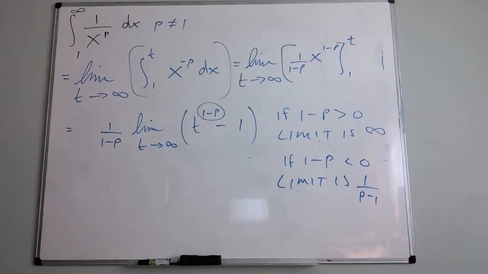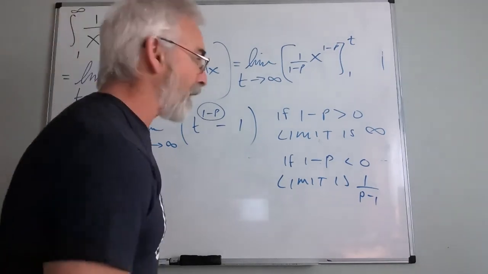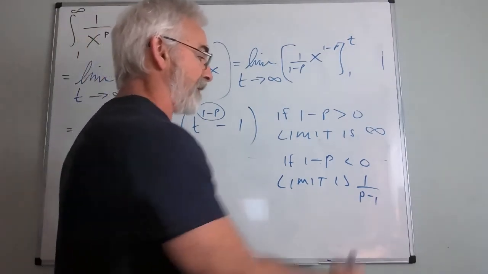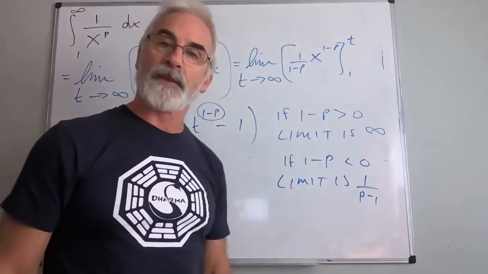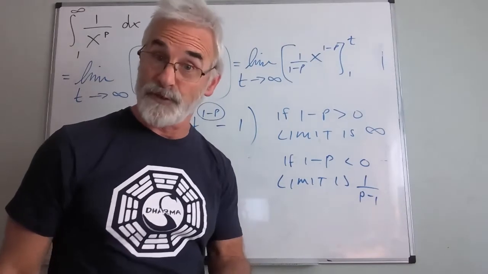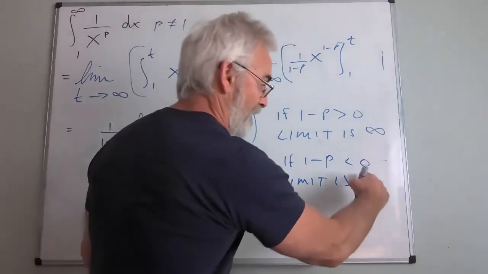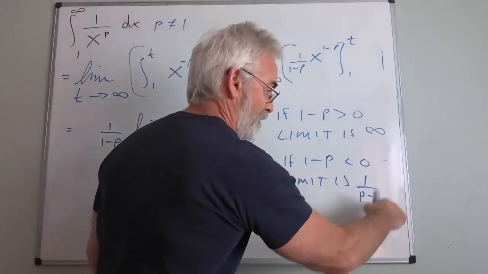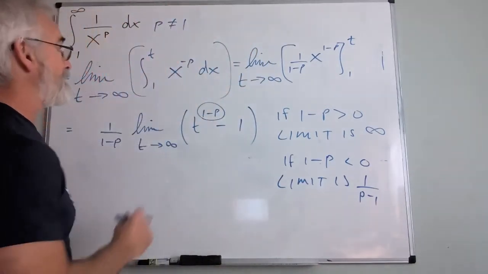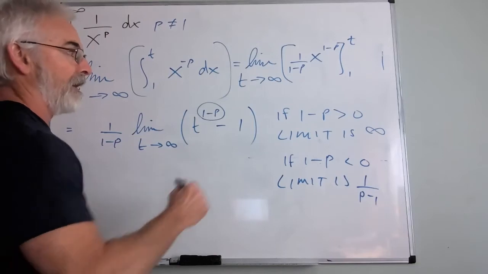Now let's check this out. If 1 minus P is greater than 0, the limit is infinity. If 1 minus P is less than 0, then the limit is a constant. Now, when we did it a little while ago, we used a P value of 2, and our answer was, in fact, 1. That's 1 over 2 minus 1, by the way. Then we did an example where we used exactly 1 and it was infinite.